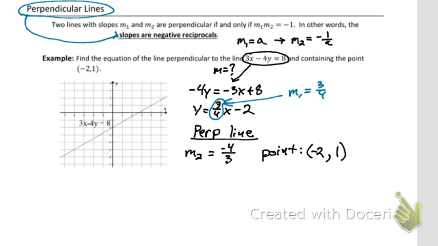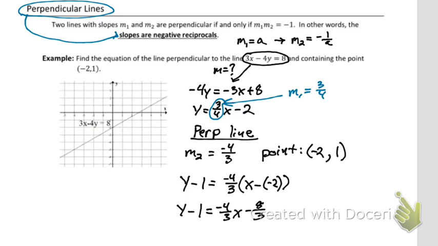And that means I can put it into point-slope form. Point-slope form would be y minus 1 equals our slope times x minus a negative 2. I'm going to go ahead and graph this. So it'll be y minus 1 equals a negative 4 over 3x. This is actually a positive 2, so it'd be negative 4 times 2, which is going to be a negative 8 over 3.